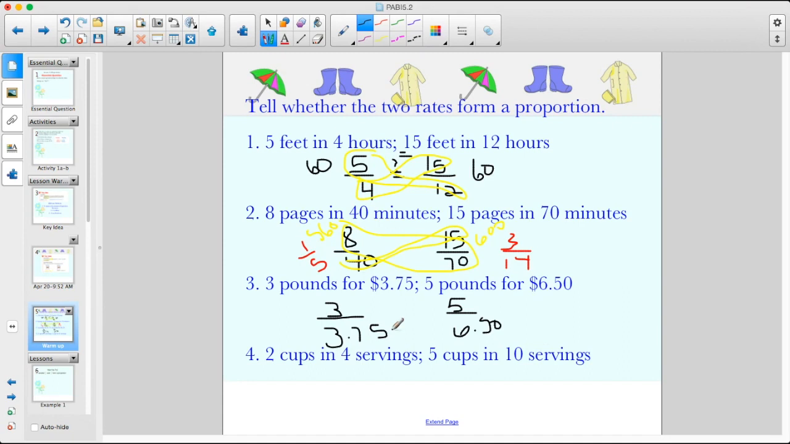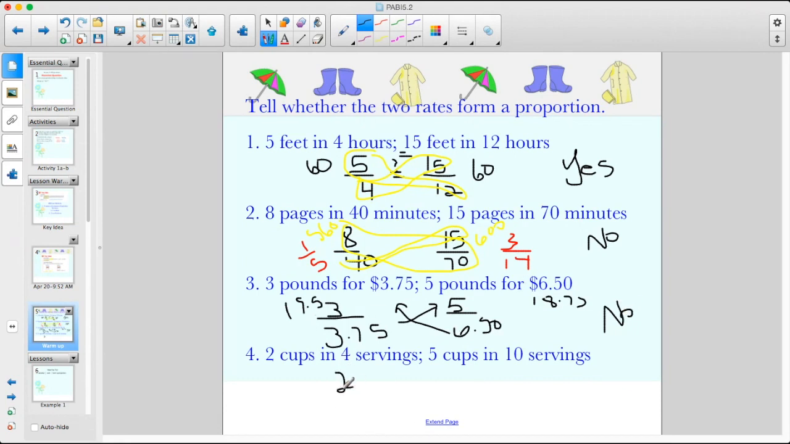If you chose to use cross products for this one, you would do 375 times 5 to get this diagonal here. That would give you 18.75. If you did then 6.5 or 650 times 3, that's going to give you 19.5. So again, their cross products are not equivalent, therefore they are not proportional. So far we found that the first one is a yes, the second one is a no, the third one is a no. Let's look at just one more example together.